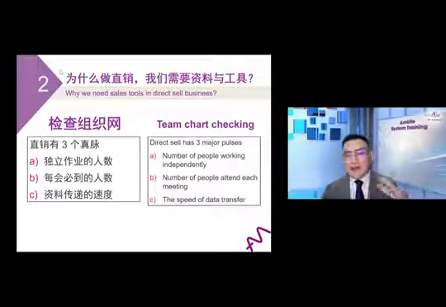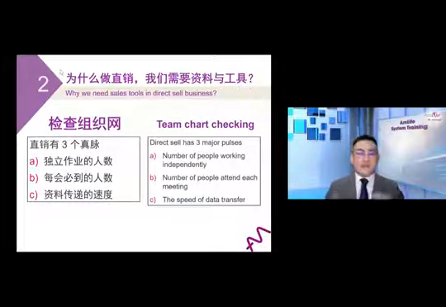So how many people do you have in your network? And secondly, how do you know your network is growing healthily or not? It's the number of people that can attend each meeting. Sometimes in a local meeting, in a local setting, is your network growing from 5 to 10, from 10 to 15, from 15 to 30?